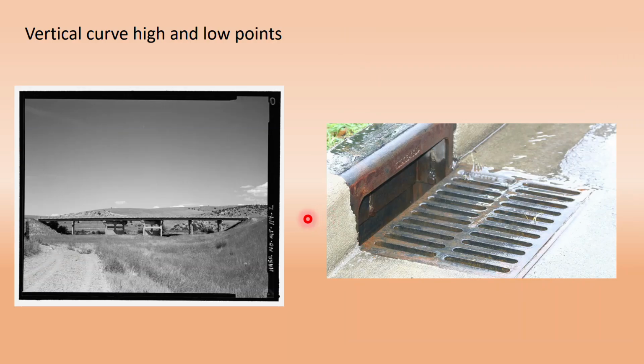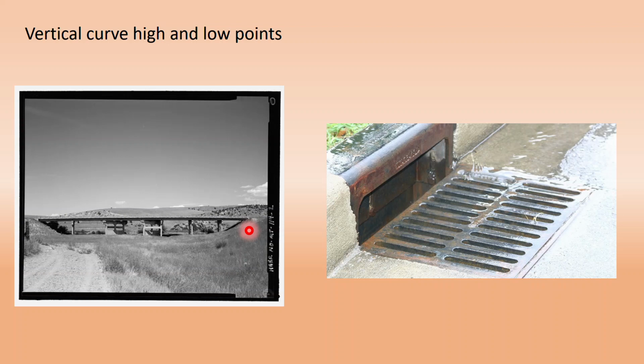But high and low points are important really for clearance and drainage. So those are the two big reasons, right? On a crest curve, right, overpasses are the most common thing. You kind of want to know what's that separation distance from your decking down to something that might need to travel underneath the roadway.